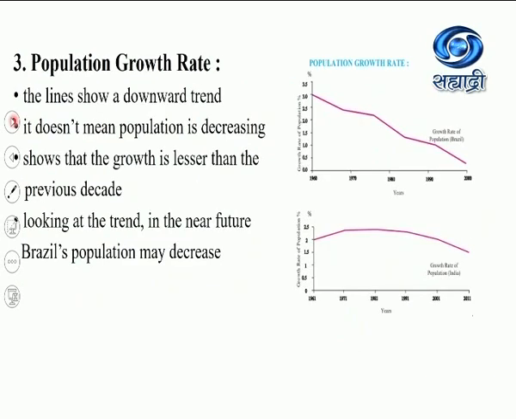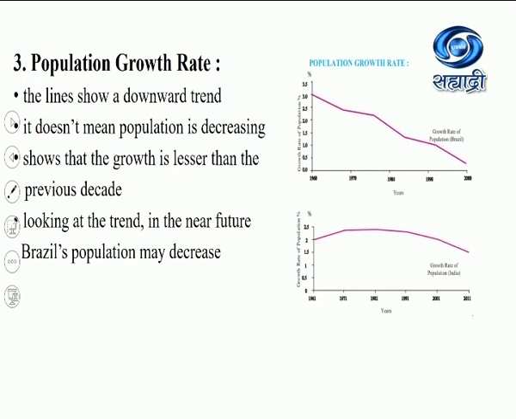The third important aspect of population composition is the population growth rate. Here you can see again it's a simple line graph. In this we are showing the growth rate of population in Brazil and in India both. Now the lines show a downward trend. Even in Brazil it is moving downward. In India it was somewhat high in 1971, then it started decreasing up to 2011. But it doesn't mean that the population is decreasing. Here we are not talking about the population, we are talking about the population growth in percentage.